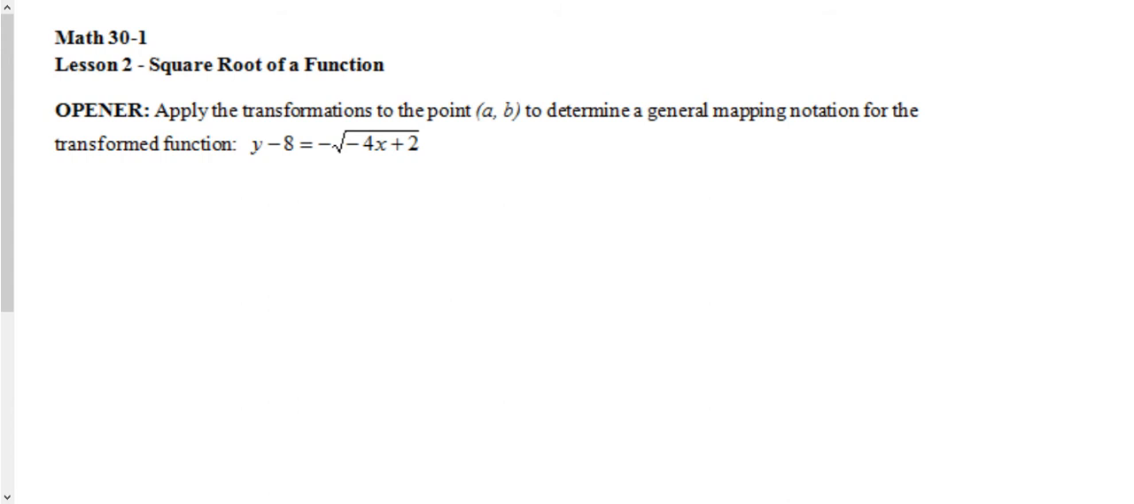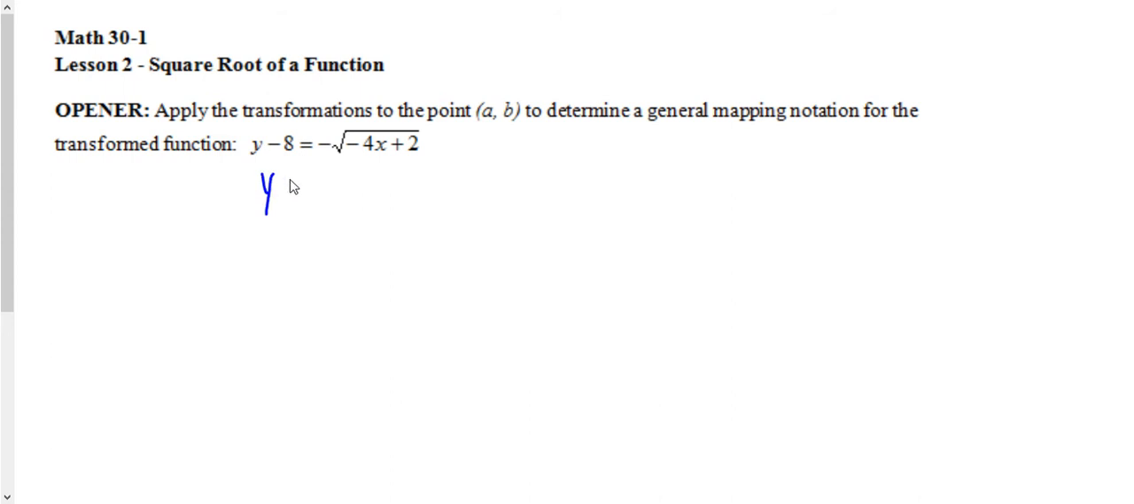So the very first thing for this question here to figure out our mapping notation for a and b is to simply rewrite this equation. We want to isolate this y variable and we want to get everything all to the other side and set up our equation. So here we go. So I'm going to move this 8 to the other side. That's going to be my first step there.